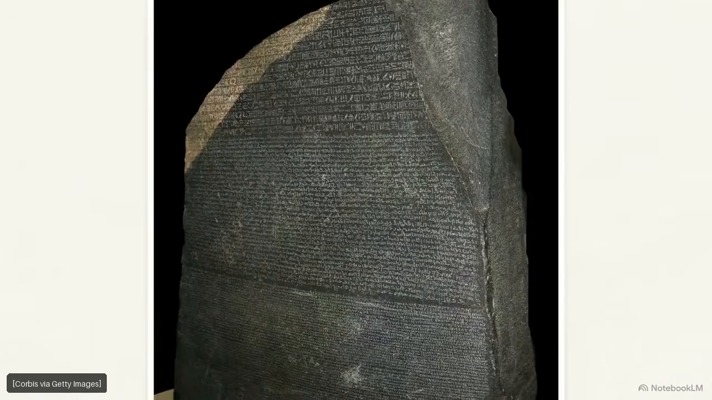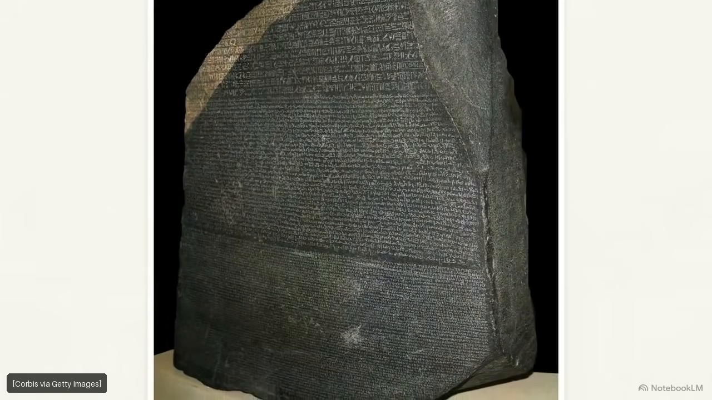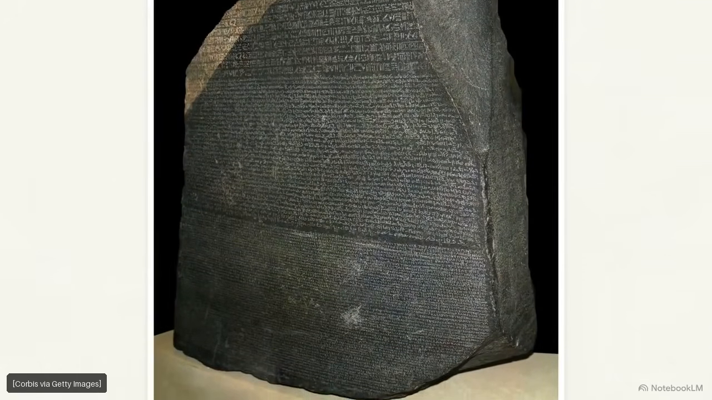In physics, he took on Isaac Newton's long-standing theory that light traveled as a stream of particles. By conducting the famous double-slit experiment, Young proved that light actually moves as a wave. In linguistics, he identified the first phonetic characters in the Egyptian hieroglyphs of the Rosetta Stone, providing the foundation for their full translation years later.